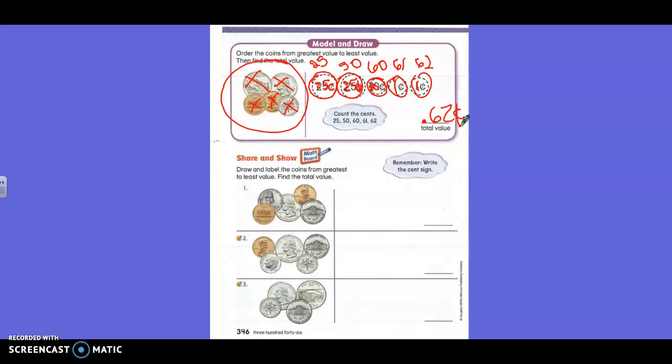Okay, because we did this as a group already, I think that you guys should be able to do share and show by your, well, let's do number 1 together, okay? Then I'll let you guys do other things with partners, okay? Okay, so looking at number 1, this picture. What is my highest valued coin? And how many of those are there? 1. Okay, so we're going to put 1 25 cents. Okay? Don't make it too big or too small because you wouldn't be able to see it.